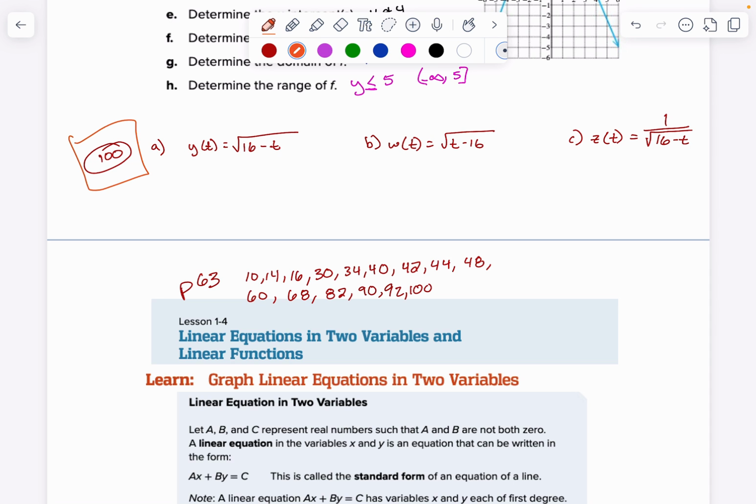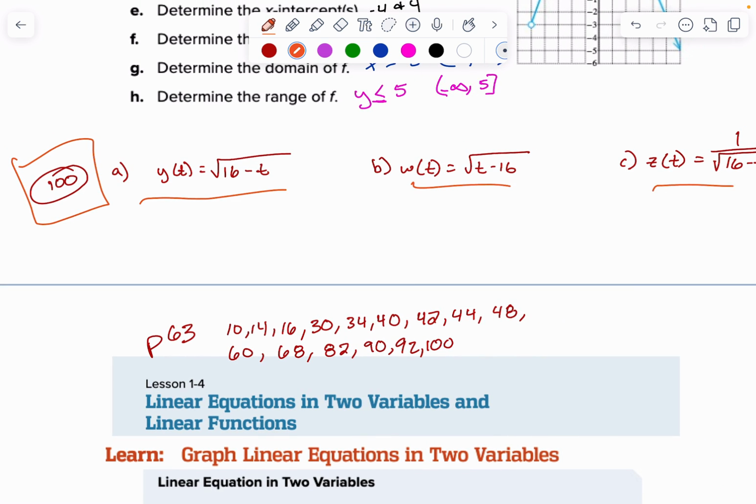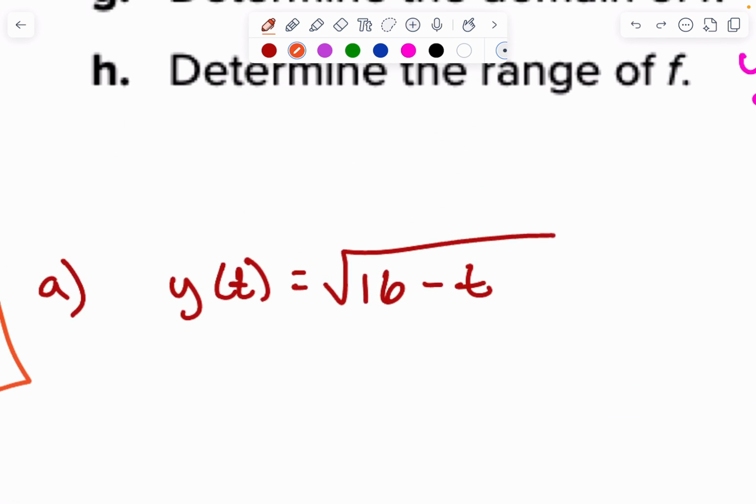This is from 1-3 homework. On each one of these, we're finding the domain. So A, B, C, I've written them out here. We'll go through each one of these. So here is the first one, okay?